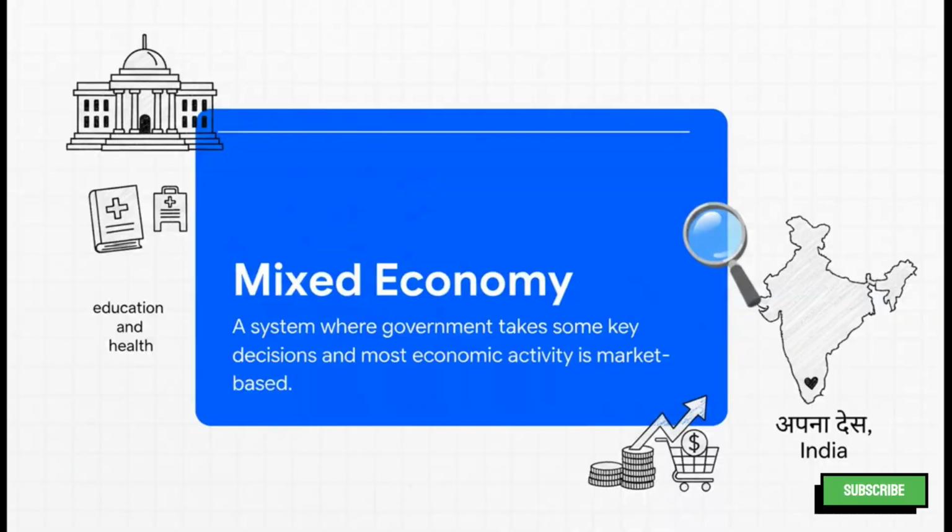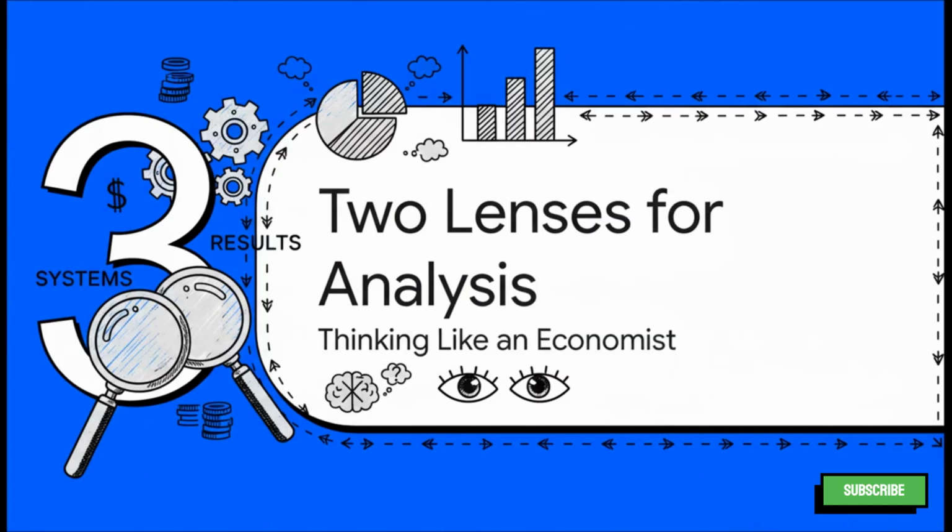for profit. But the thing is, in the real world, you'll find that almost every single economy is actually a blend of these 2 extremes. We call this a mixed economy. In this kind of system, the government steps in to make key decisions in certain areas, think defense or major infrastructure, but most of the other economic activity is left to the market. And the best example of this? Our own country, India.